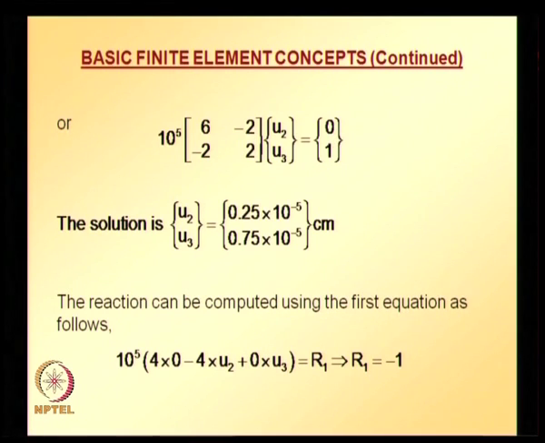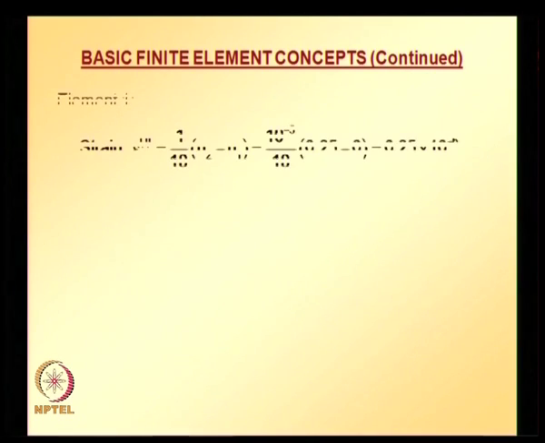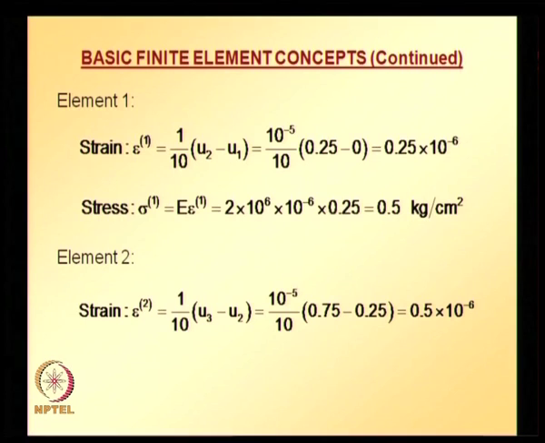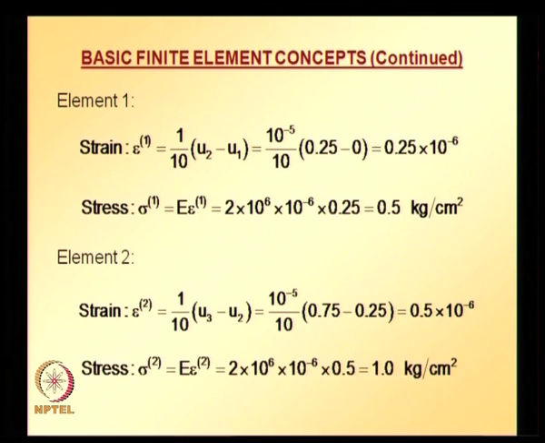So we got what is u 2, u 3. And u 1 is equal to 0. Using these nodal displacement values, we can go to each element, element 1, we can calculate what is strain, stress, again element 2, strain and stress. If you further want what is the axial force in each of the elements, you multiply the stress value with cross sectional area of each element, you get the force carried by each part of that bar.